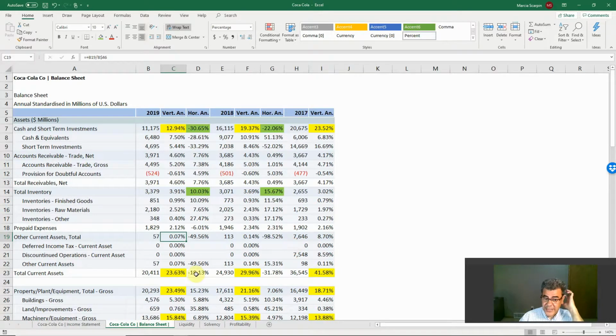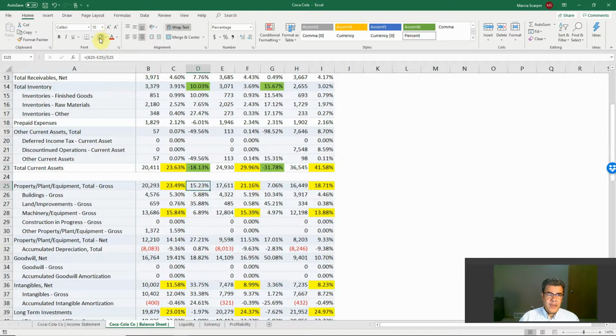Okay, so current assets. And then, so we don't analyze these numbers when the vertical analysis is so low. Usually, less than 2 or 3%, we don't analyze vertical analysis. But current assets, we analyze it. It is decreasing and decreasing a lot. That is not good.